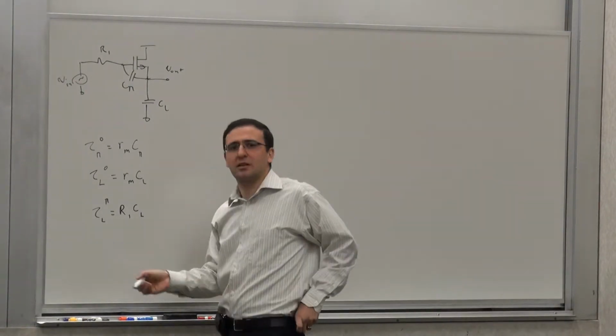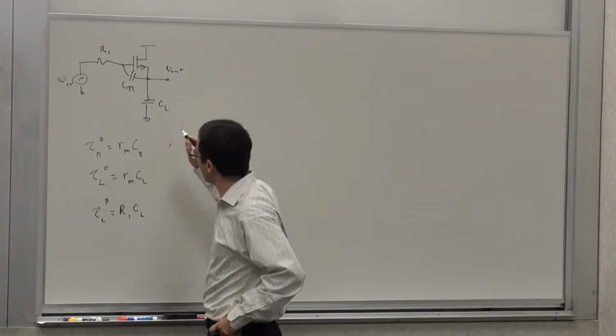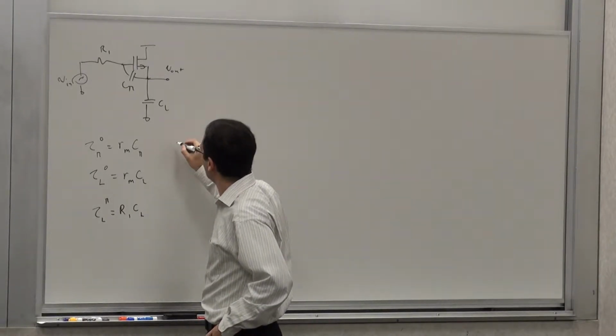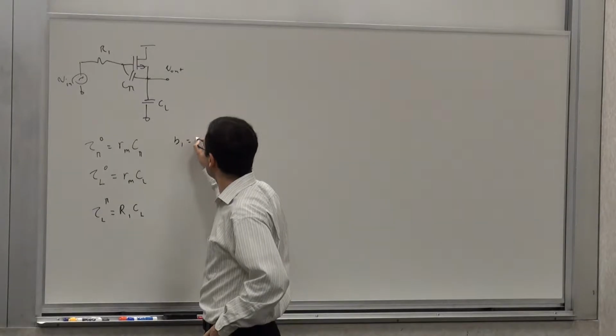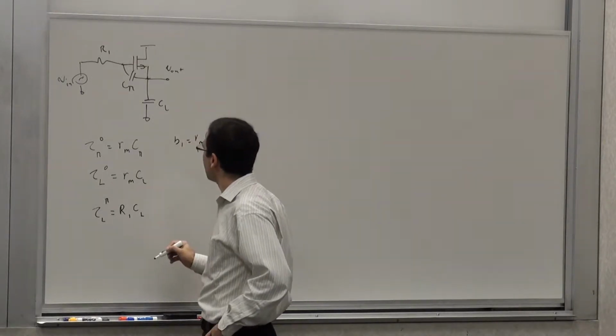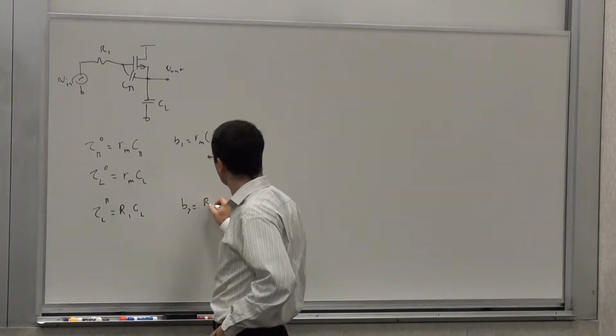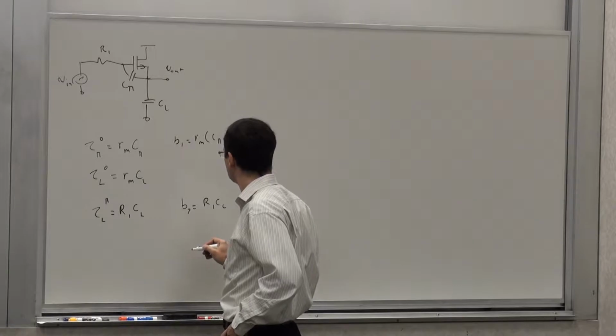Now, let's do it numerically. So these are basically all I need. If I wanted to write those terms, let's just write the terms. So B1 is going to be Rm times C pi plus CL, and B2 is R1 CL.